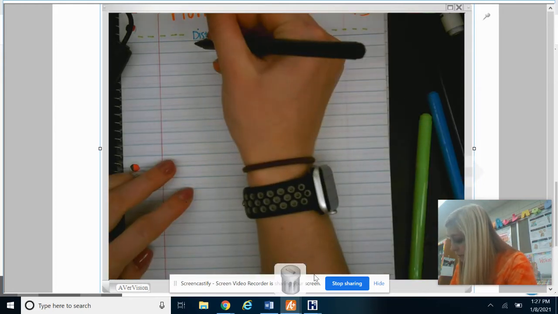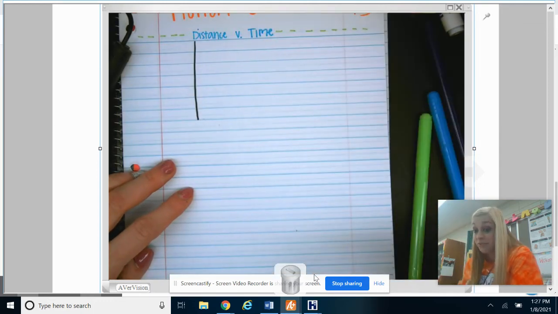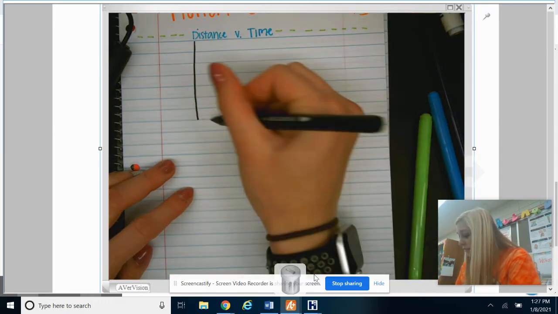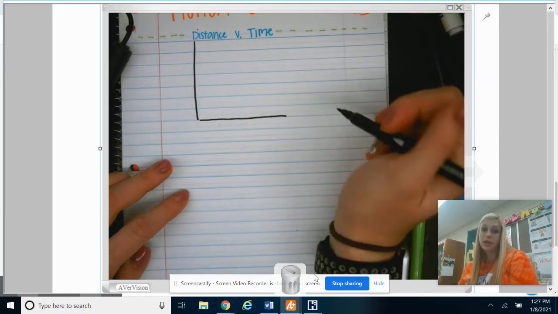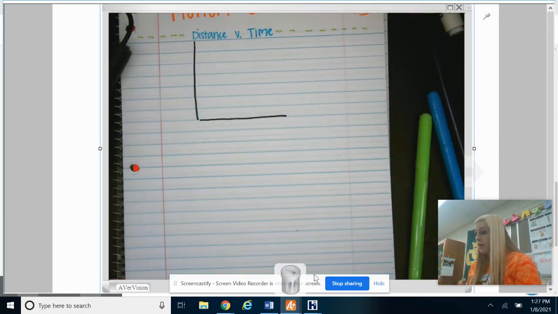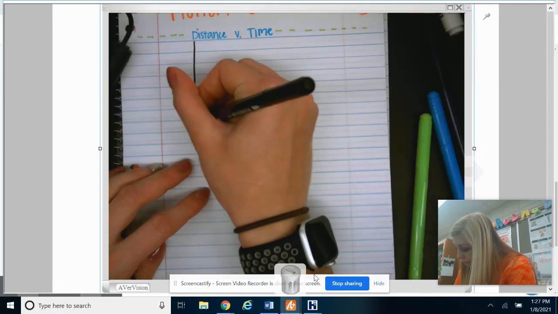All right, so my first graph, see, it's not a perfectly straight line, but it's not bad. My first graph is going to look like this, and it's going to be a distance time graph. I'm going to label as best I can on here.